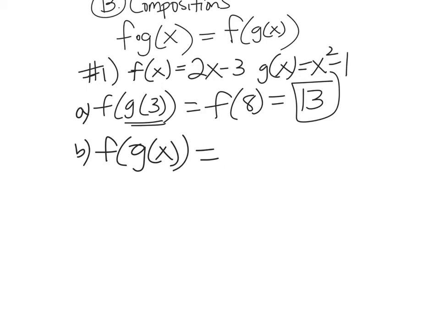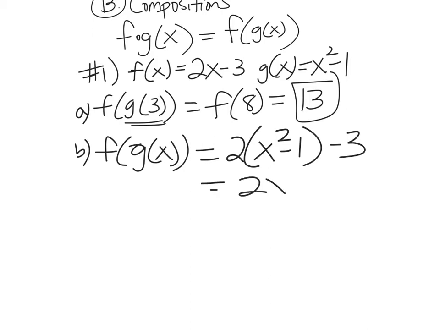See, the most common mistake people make here is they multiply stuff together. No, you're replacing. So we're going to take g of x and plug it into function f. We're taking that x out and plugging in x squared minus 1. Do you remember doing these? All right, so then you get 2x squared minus 2 minus 3, which is 2x squared minus 5. That would be your answer.